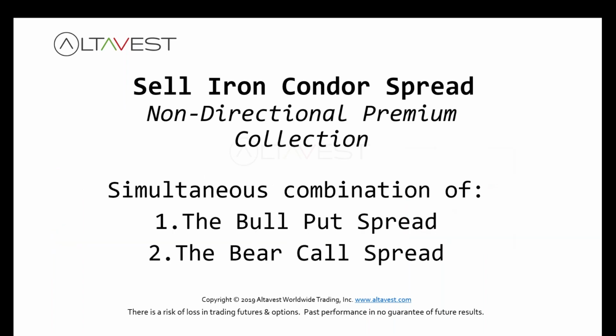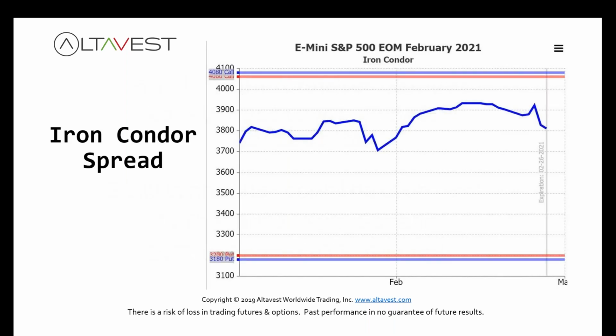So how about this? A condor. What is an iron condor? It's a non-directional premium collection strategy. Very simply put, it's the combination of the put and call spread we just looked at. And here's what it looks like. Very simple. You sell a call spread above the market and a put spread below the market. You do it simultaneously in one order at one price. And then you look for the market to kind of bounce around in that wide range, and you end up collecting the net premium on the puts and the calls.